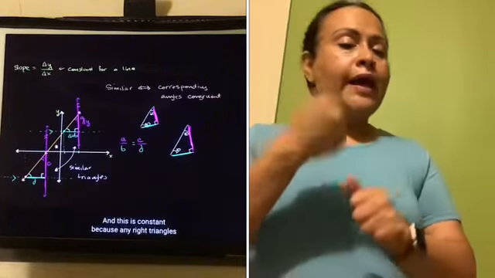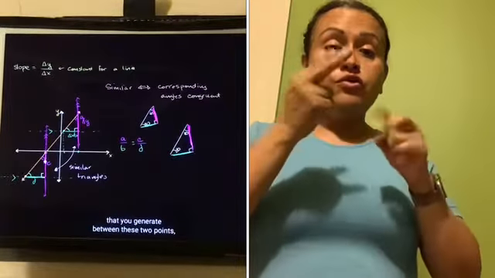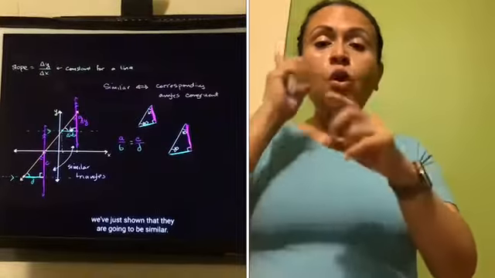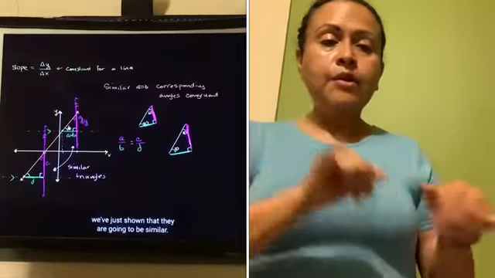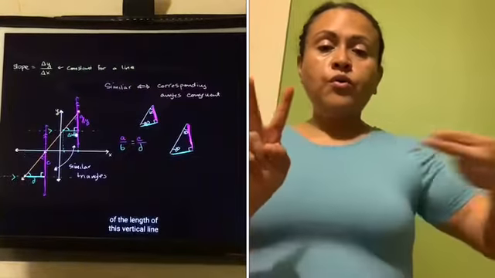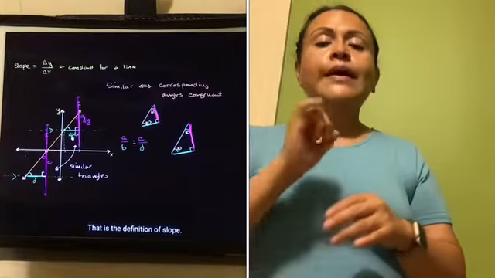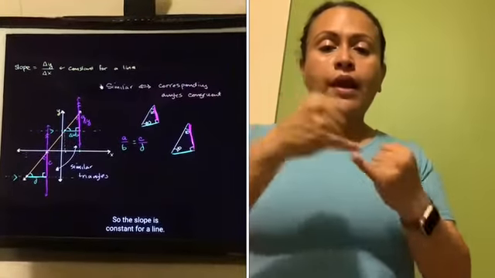And this is constant because any right triangle that you generate between these two points, we've just shown that they are going to be similar. And if they are similar, then the ratio of the length of this vertical line segment to this horizontal line segment is constant. That is the definition of slope. So the slope is constant for a line.